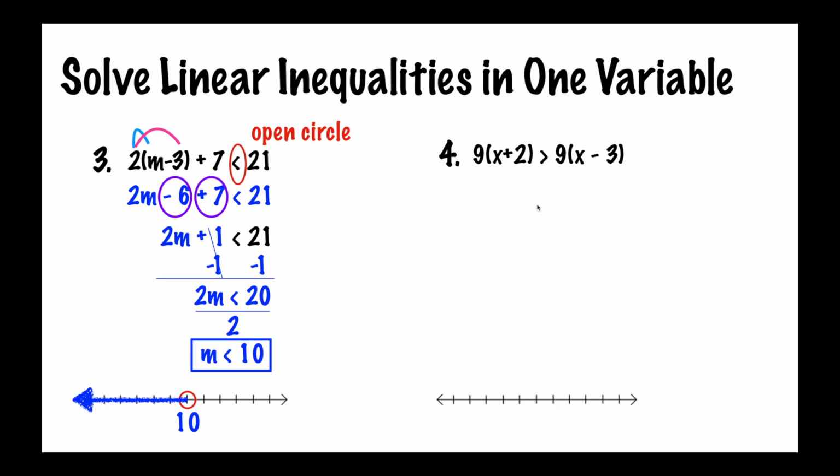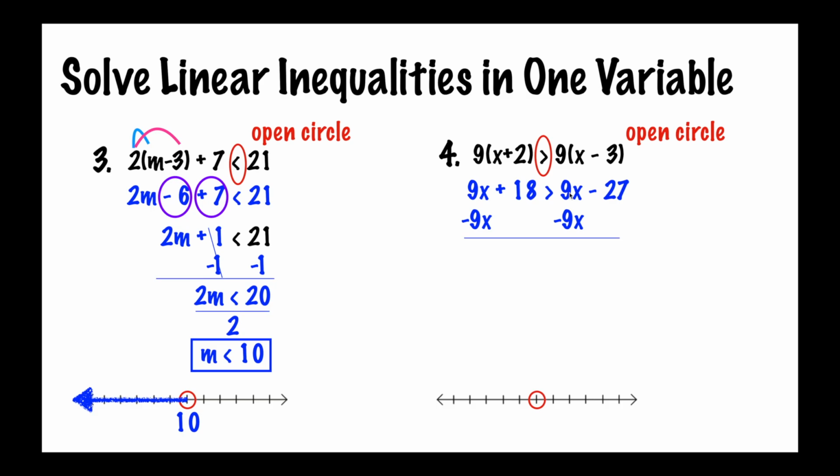For number 4, we want to start by noticing that we have a greater than, which means it's an open circle that will plot on our number line. From there, we can distribute the 9 on both sides, giving us 9x plus 18 is greater than 9x minus 27. Again, we want to get our variables to the same side. So we're subtracting 9x on each side, which again is going to be a special case. We have no more variables left. So here I'm getting 18 is greater than -27.